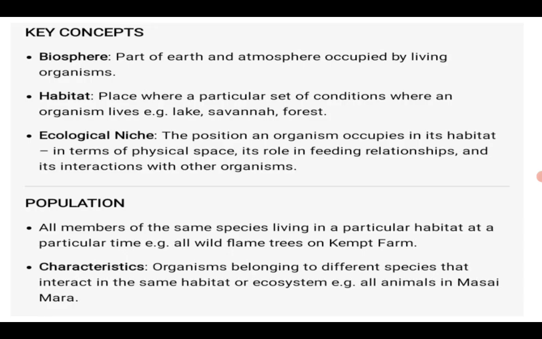You have some organisms whose niche is to feed on plants. We call them primary consumers. And we have organisms that feed on other animals. They could be secondary consumers and tertiary and so on. So that's the niche of organisms. What you do as a person is also your niche, something like a profession, what you do.